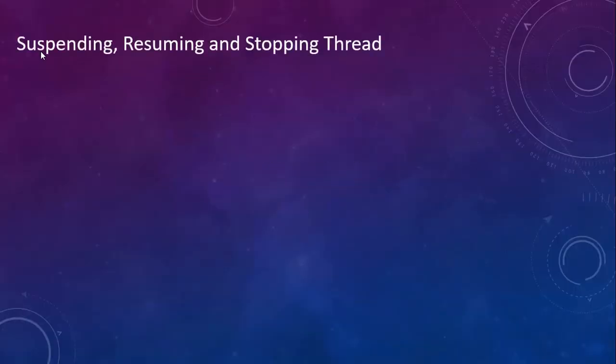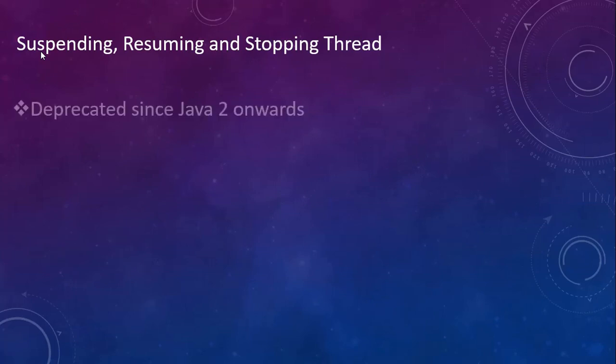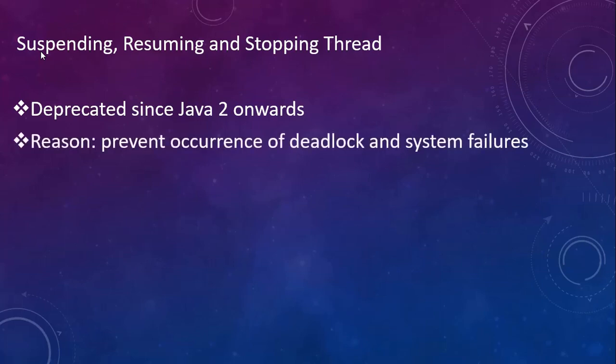Suspending, resuming and stopping the threads. These are some other functionalities that you can have with threads. However, from Java version 2 onwards, these are deprecated. They are removed. Why? Just to prevent the occurrence of deadlock and system failures. What is deadlock? We have already seen in the past lecture.